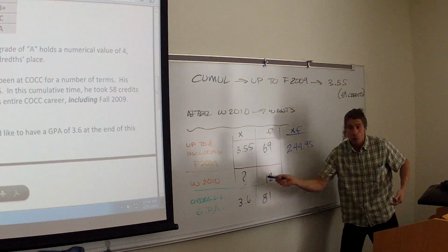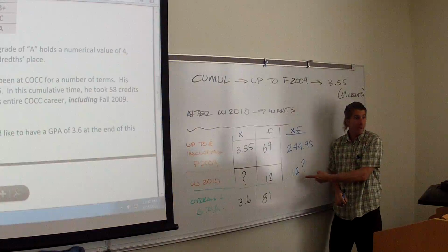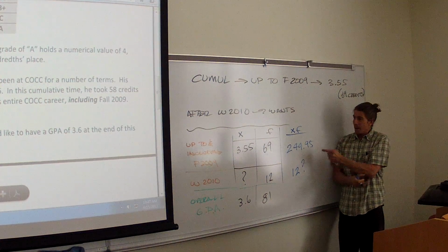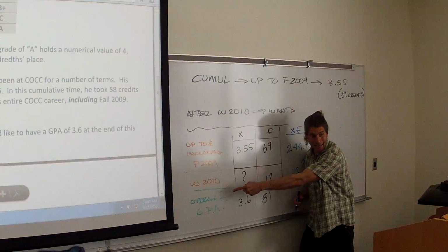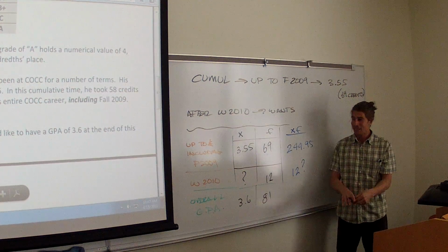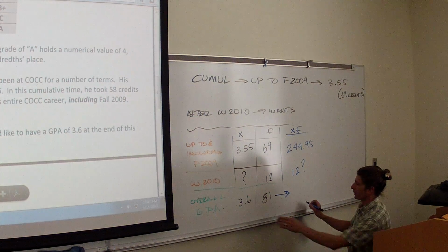Beautiful. 12 times question mark. That's just 12 times question mark. Okay. You're going to be solving for that. That'll tell you how many quality points you have to get in winter 2010 in order to reach the number of quality points you need to average a 3.6, which would be how many, friends? 291.6.